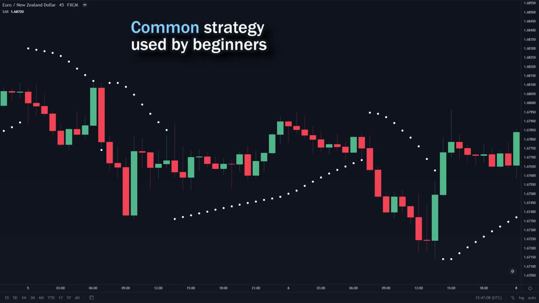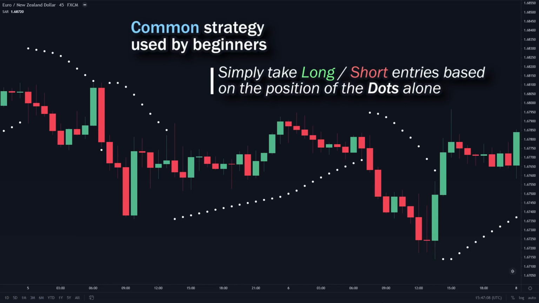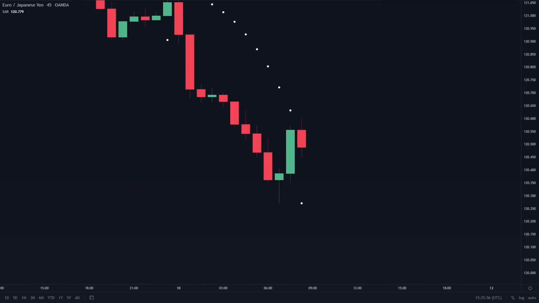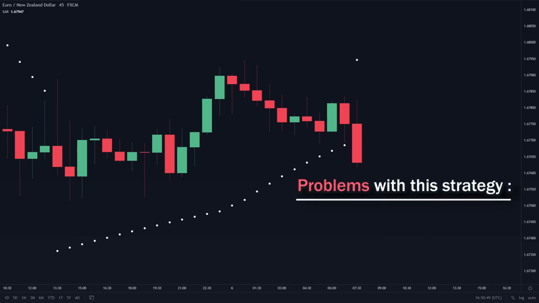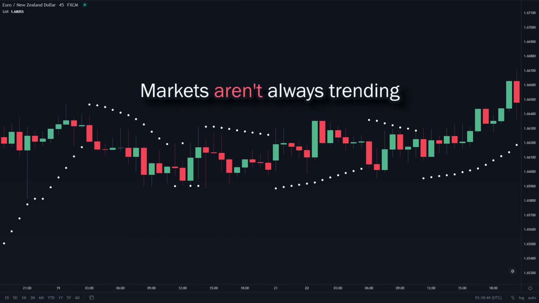So first, a common strategy that is often used by beginner traders is they simply take long or short entries based on the position of the dots alone. For example, when the dot switches to below the candle, they take long positions. And when the dot switches to above the candle, they take short positions. Now, despite this being a famous strategy, there are actually a couple of problems if you use the indicator this way. Firstly, the Parabolic SAR is a trend indicator, meaning it only works on trending markets. Remember, markets aren't always trending. It can also move within a range.